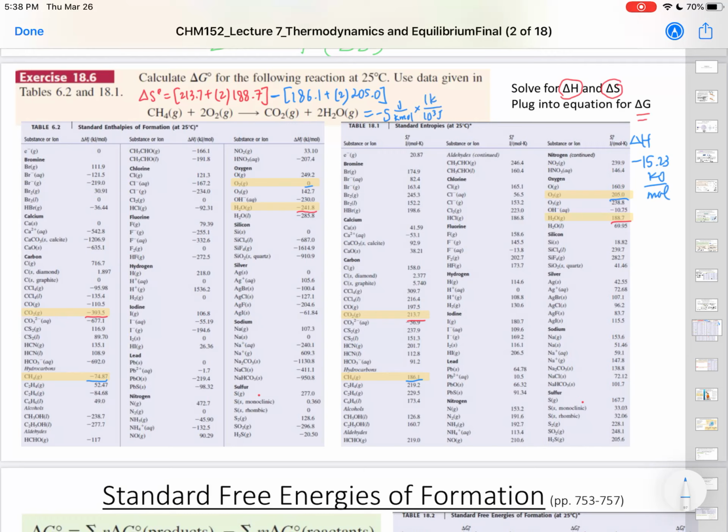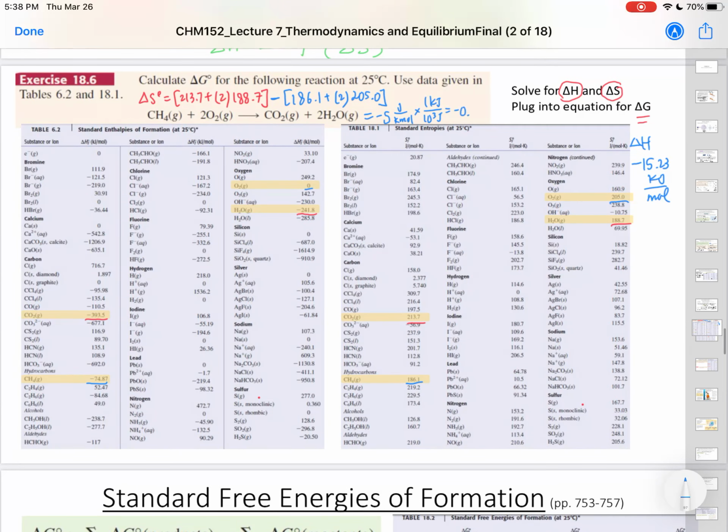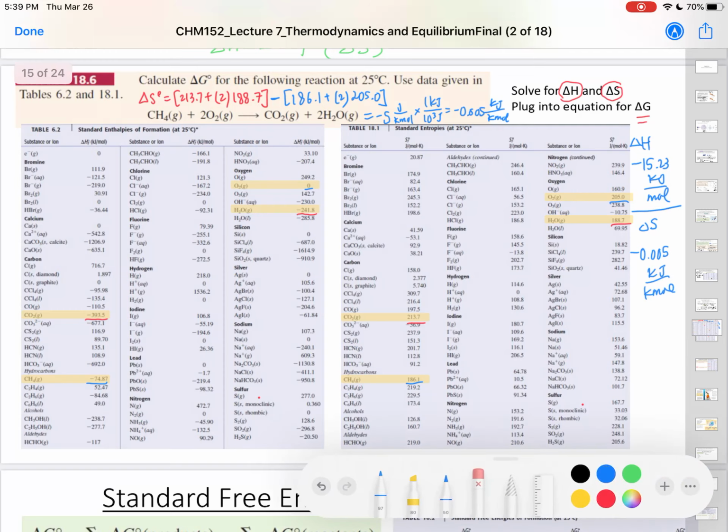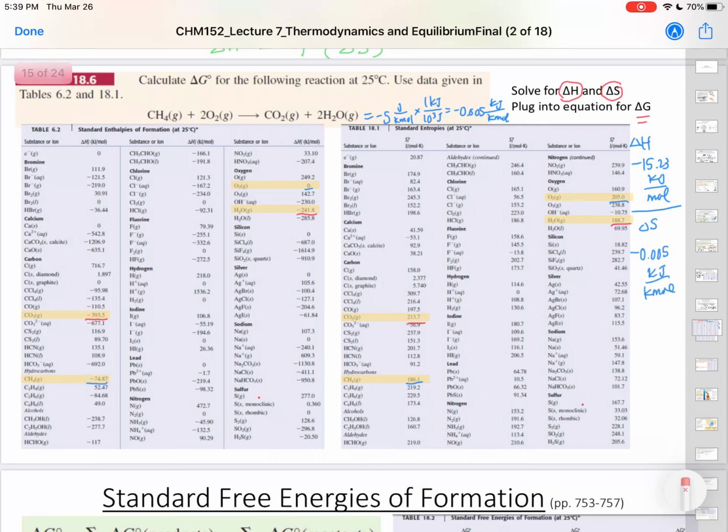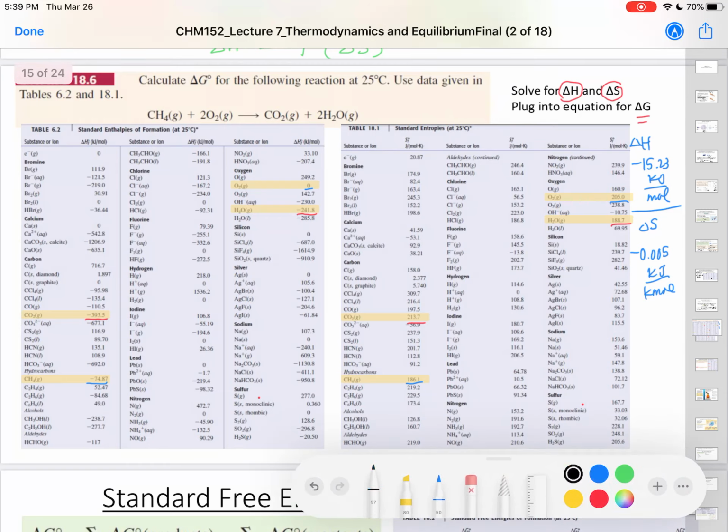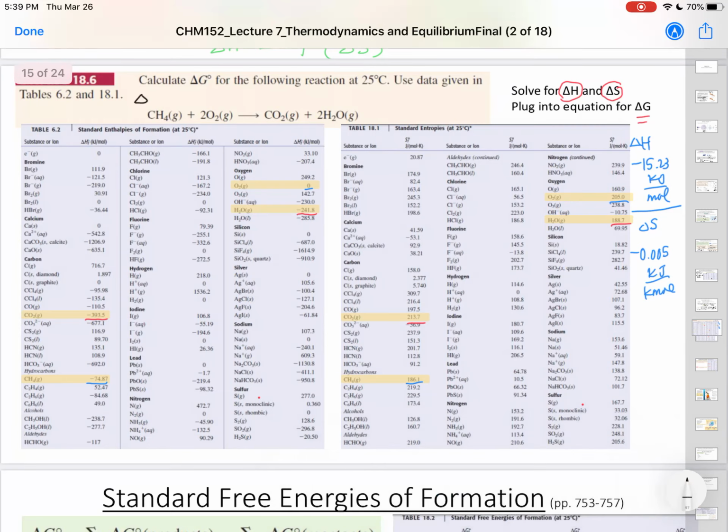Okay, and remember, I'm subtracting these two values, so really what I need to do is convert from joules to kilojoules. Okay, so this comes out to minus 0.005 kilojoules per Kelvin mole. All right, so let's write that down. Our delta S value is equal to minus 0.005 kilojoules per Kelvin mole. All right, having these two values in hand, now we're going to do the one last calculation to calculate delta G.